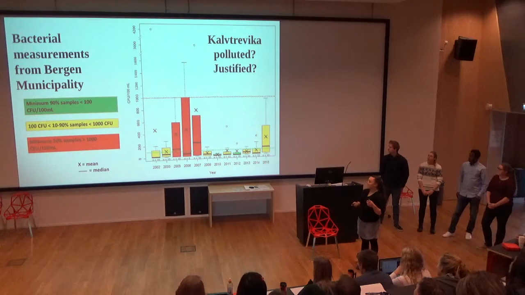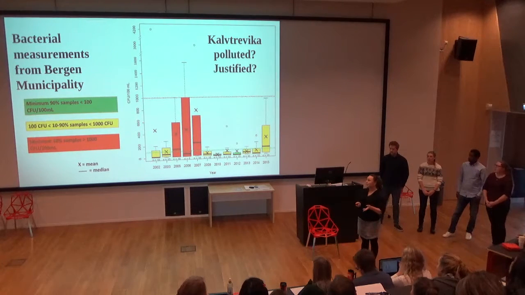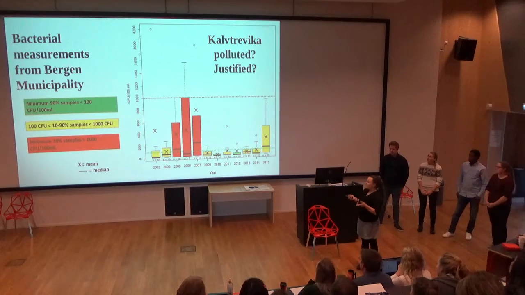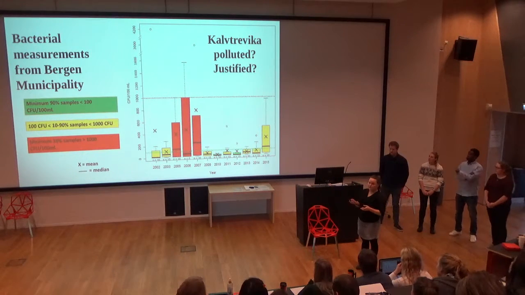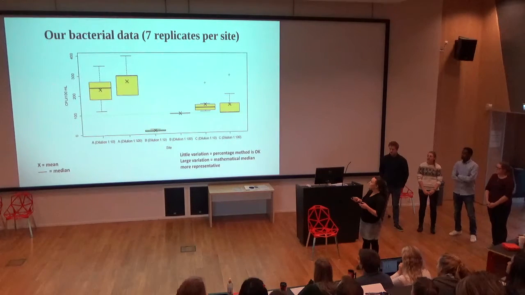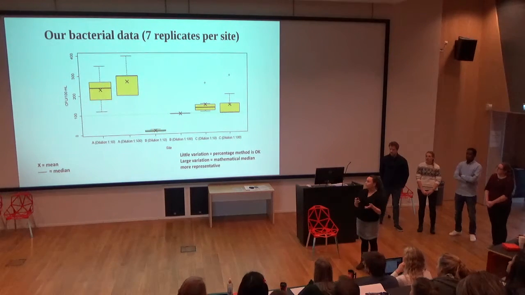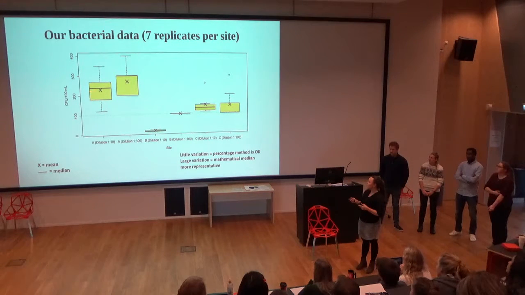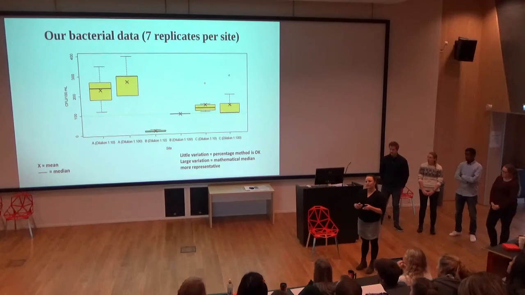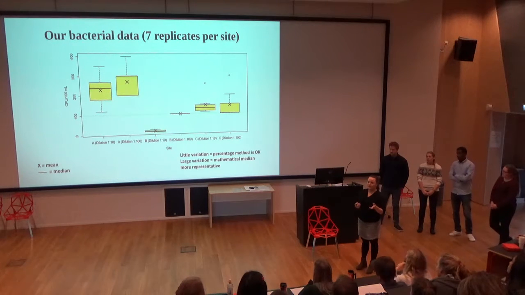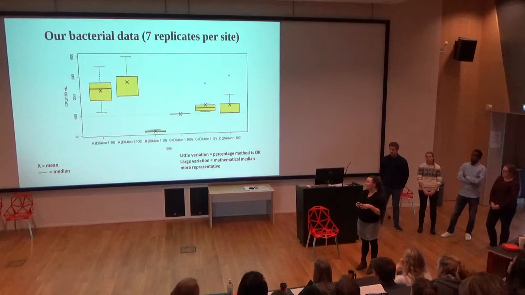So we asked, is Kalvtrevika actually polluted, and is the question to investigate the streams actually justified? Well, that depends on the categorization method that is used. As you can see here, it varies between the methods. If we look at our data, you can see that we have much less variability, and the three categorization methods fall within the same category. So it seems that when you have little variation, the percentage method is okay. But when you have a large variation, as it often is in Kalvtrevika, the median is probably more representative.